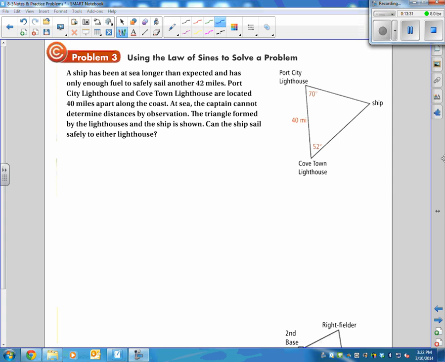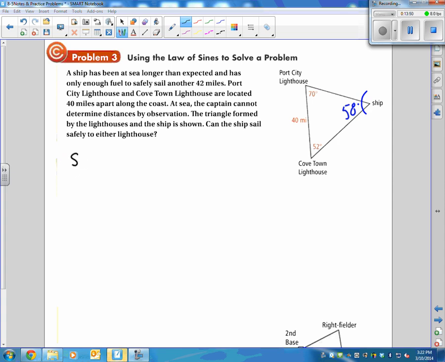So the first thing I want to find out is what this missing angle is right here at the ship. So I'll say 180 minus 70 minus 52, and that will leave me with 58 degrees. So I'm going to put 58 degrees. I'm going to fill in as much missing information as I can right off the bat.